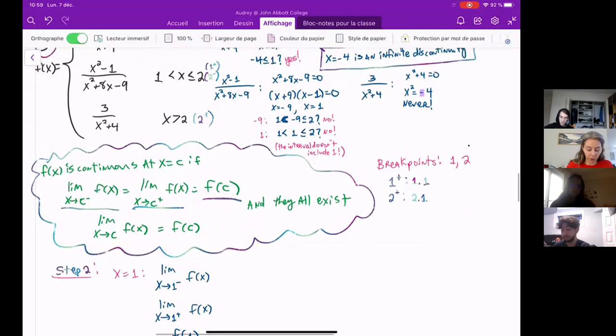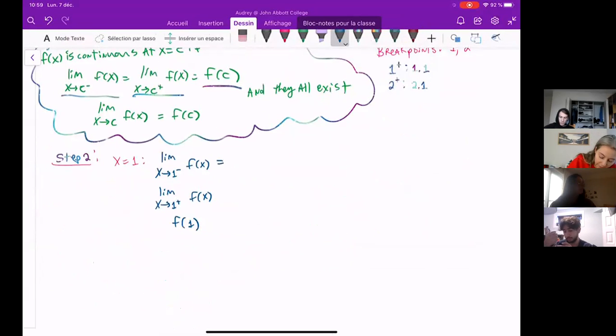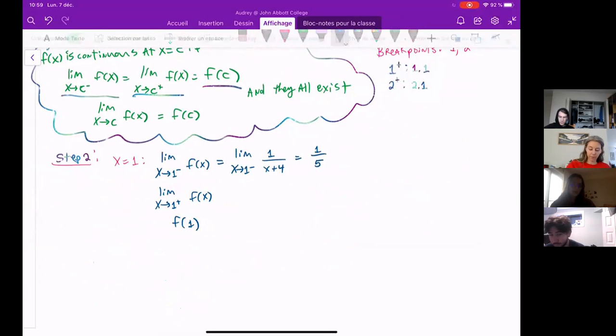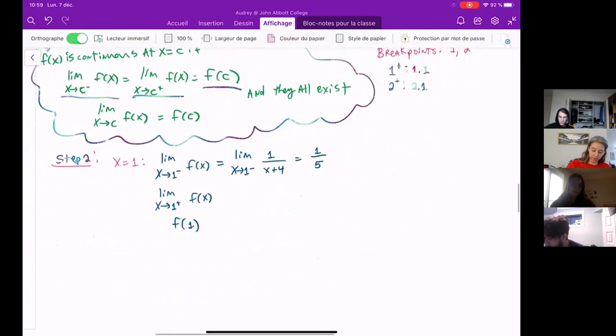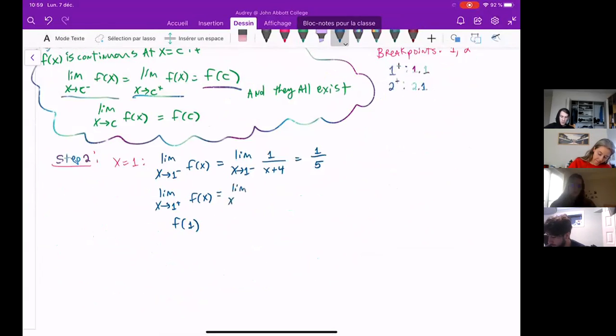So 1 from the left, we said we go to 1 over x plus 4. So now I replace f of x with 1 over x plus 4. And when I plug in, I get 1/5. 1 from the right, we said, is the second function. What happens when I plug in here? Get 0 over 0. Does that mean I stop? No. You try to factor. No, you got it, I factor.